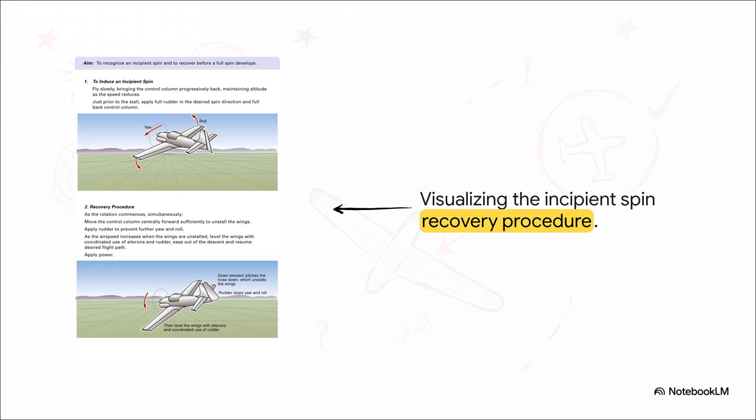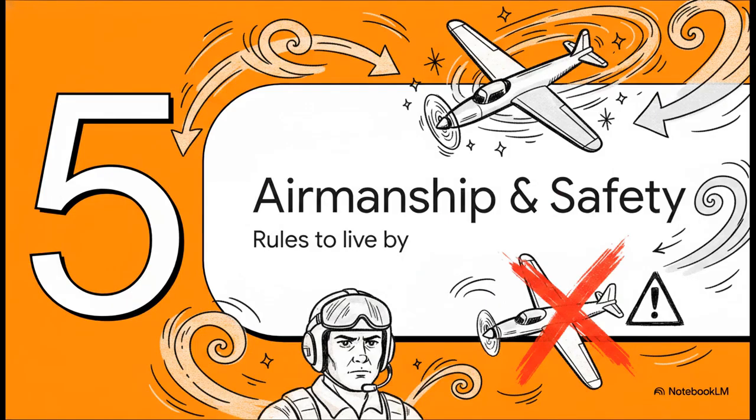Think of it as a strict sequence. Unstall the wings, stop the yaw, break the spin. Only after that do you level the wings and add power to climb out of the dive. Which brings us to our final section. Number 5, airmanship and safety first.